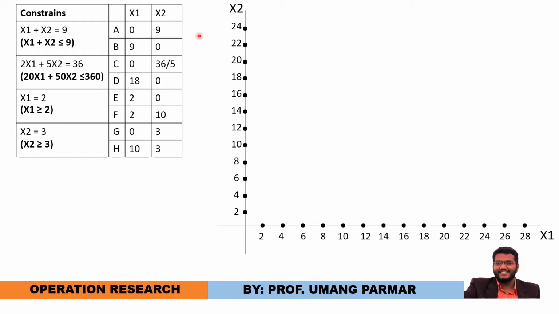Now I am mentioning my first constraint. So here you can see that our first point is 0, 9. So here somewhere my first point will be 0, 9. This is a point A. My second point, that is B point, that is 9, 0. If I am joining these 2 points and I am extending it, so I can say that this is the line of x1 plus x2 that is equal to 9.